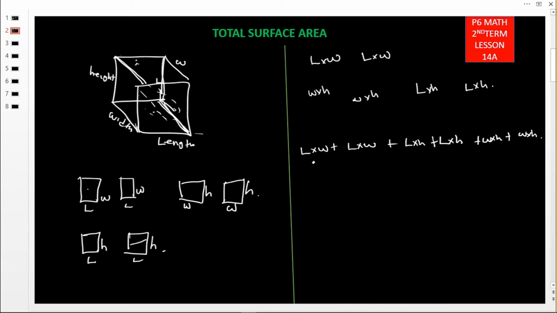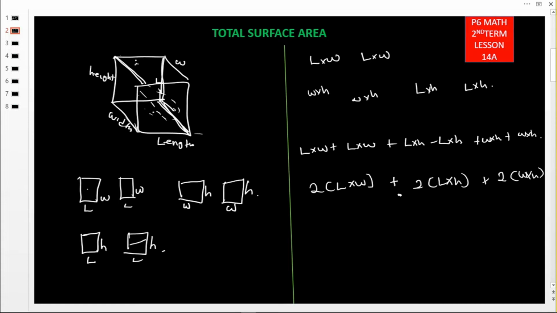Height. Now from algebra, when we look at this one, how many LW do we have? We have 2 length times what? Width. Then plus how many of these ones do we have? We have 2 length times what? Height. Then plus how many do we have? We have 2 width times what? Height. Therefore, from this we are going to formulate our formula.